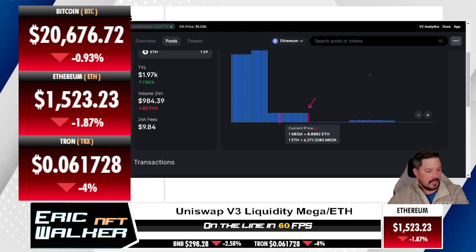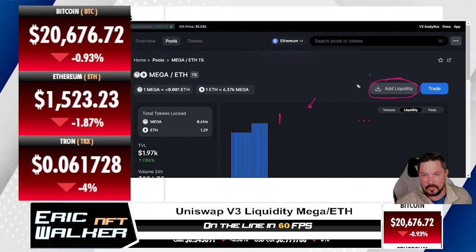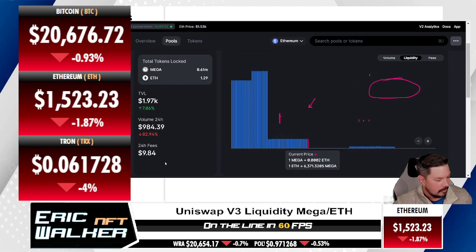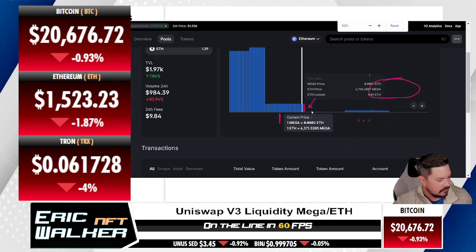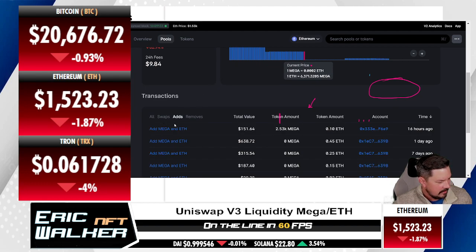And again, if you want to provide liquidity, simply go to that link that I posted and click on this add liquidity button right here. And that's where the magic happens. And if you're trying to interpret that chart, I've kind of shown you guys how to do that, right? And down below, you can see who's doing what where, right? So you want to see who's added Mega.